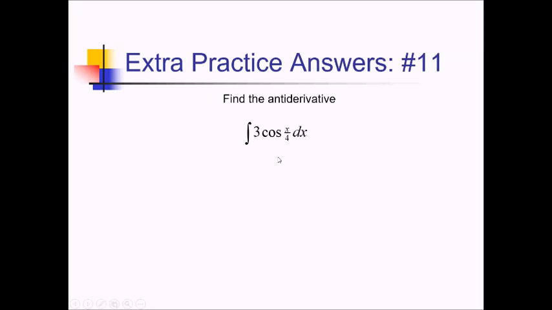For this antiderivative, I know that the antiderivative of cosine is sine, so I can start by writing sine of x over 4, but I have an inner linear function, and I have to divide by the derivative of that to offset the chain rule. So I'm going to be dividing by 1/4. I already have a 3 out in front, so 3 divided by 1/4, that's really 3 times 4, which is 12, and then we have our plus c.